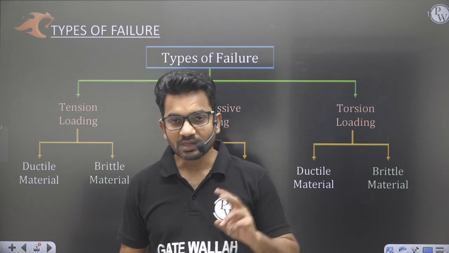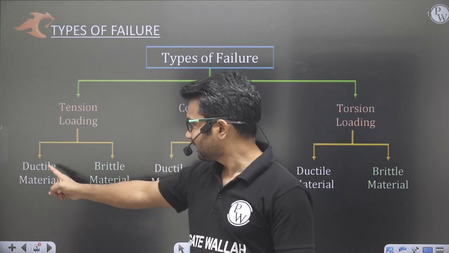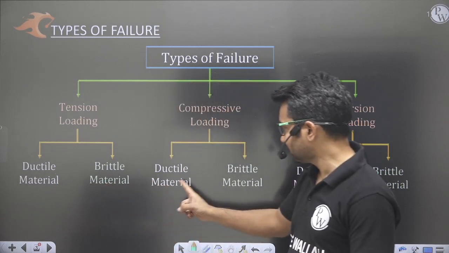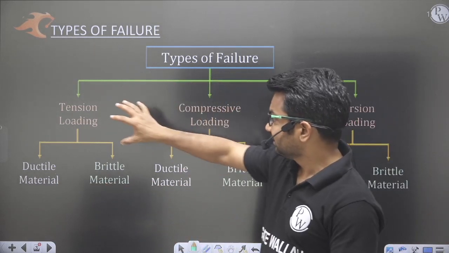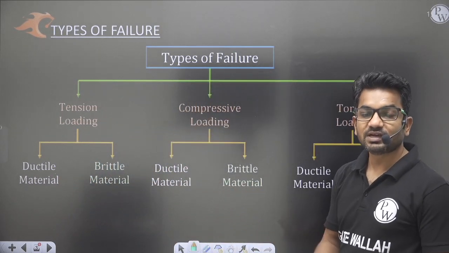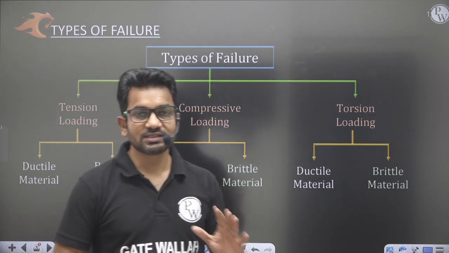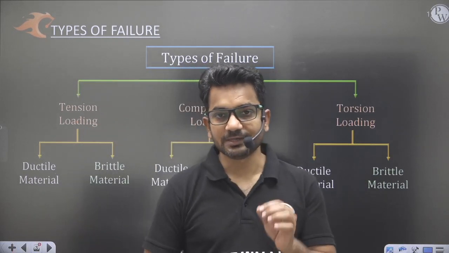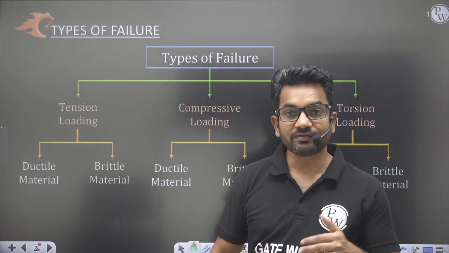These three types of loading will be done on both types of materials, ductile material and brittle material. So these three types of loading on each of the two materials will give us 6 cases. In the types of failure we have these 6 cases, and we have to study in each type of loading what kind of failure we will observe.